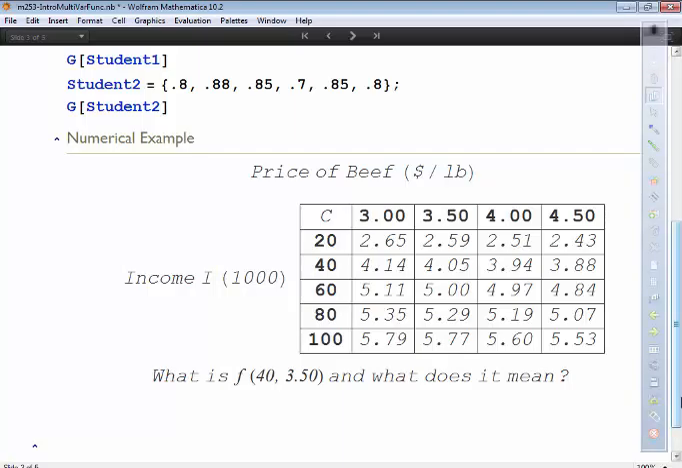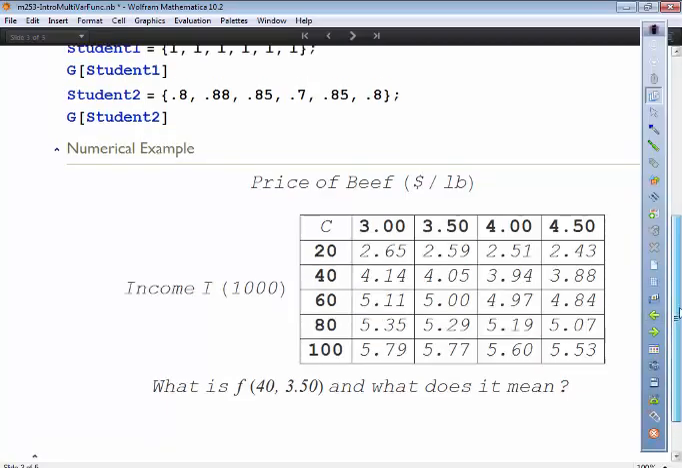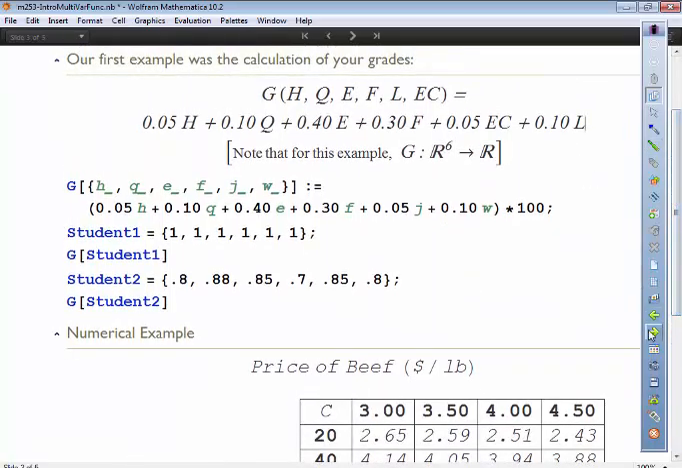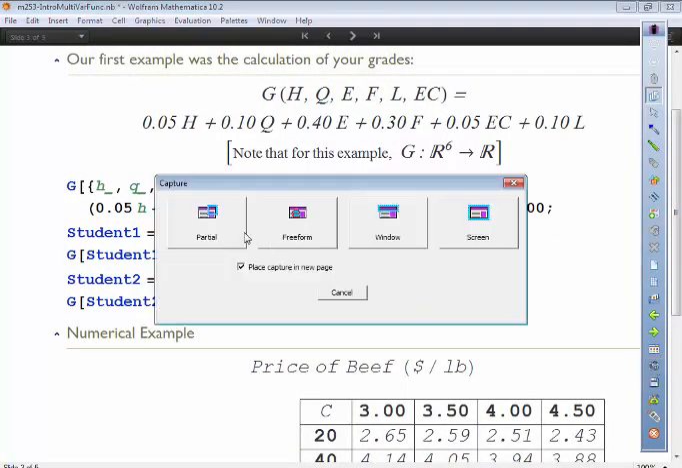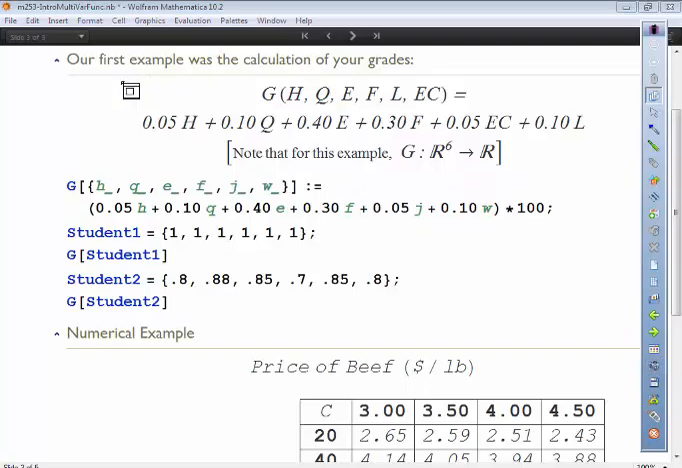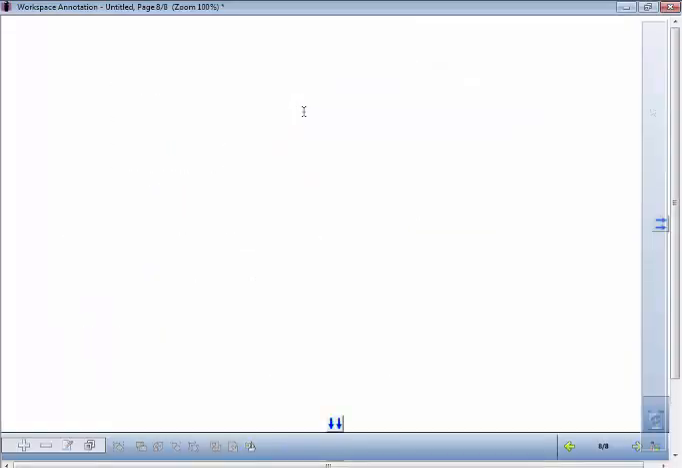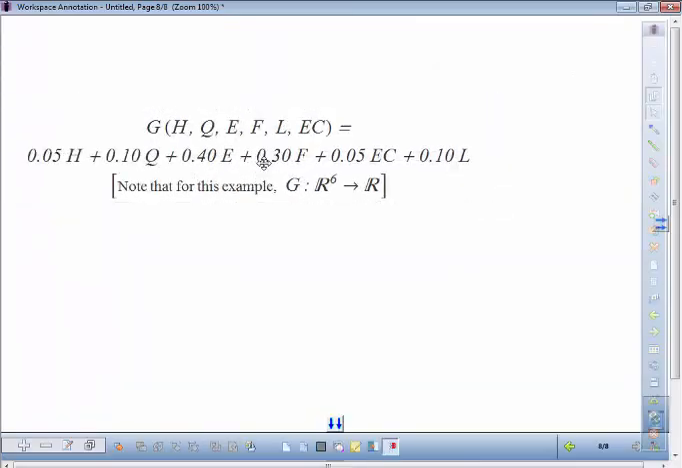Sometimes your examples could look like a table. Could look like this. I suppose we should have this as part of your notes. So, as numerical examples.